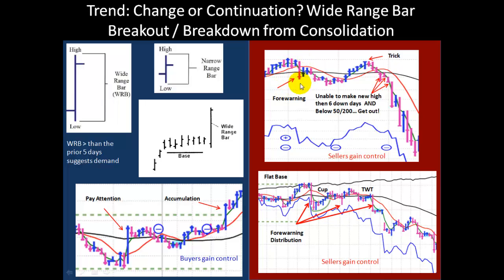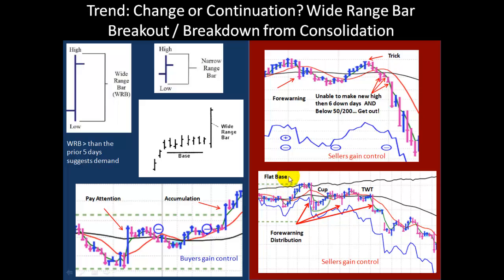So you had this first warning here, then it meandered sideways for a while below the 50-day moving average, which is also a sign of weakness. Then it tries to come up and make a new high, but it fails to do so. Then it's down for 6 consecutive days, falls below the 50-day and the 200-day moving average. A tremendous sign of weakness. You want to get out. And then it's followed by several other wide range bars down. And the sellers definitely have control.